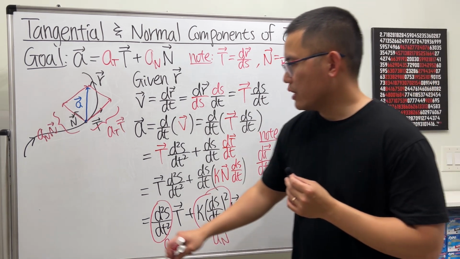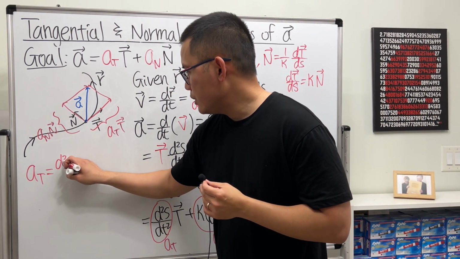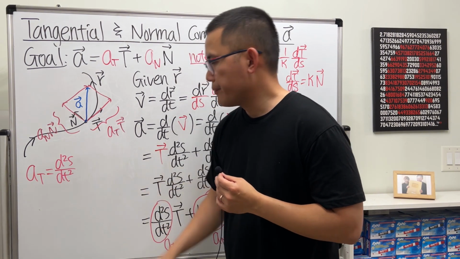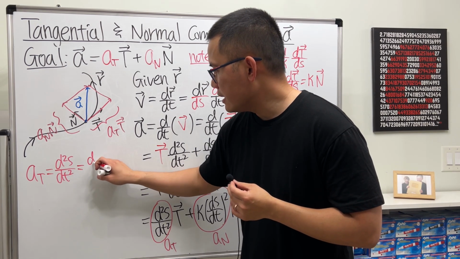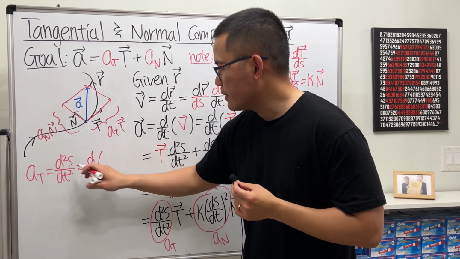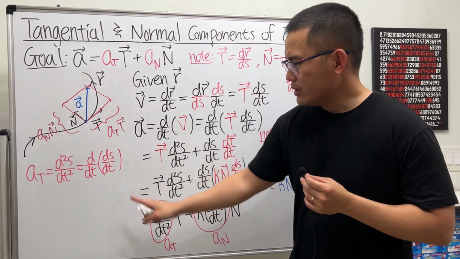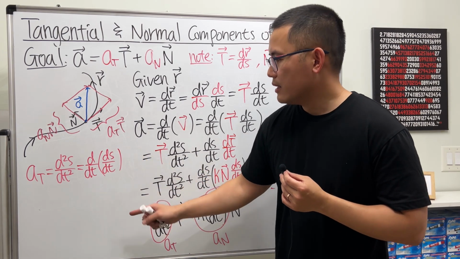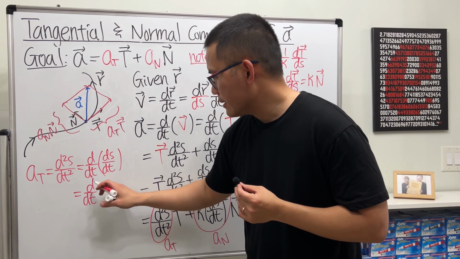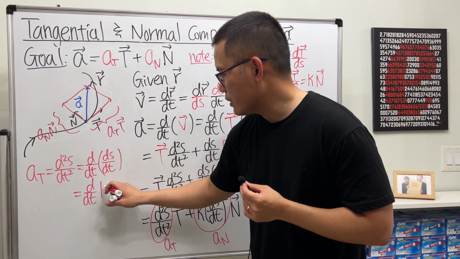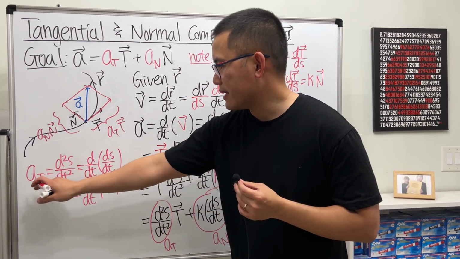So let me write it down right here for you guys. AT is equal to d²s/dt². But what exactly does this mean though? How can we find this? Well, this right here is just taking the derivative with respect to t of the first derivative of s with respect to t. What's this? This right here is the speed. So we can write this down as d/dt of the speed, which the notation is the magnitude of the velocity. So that is what we should use for finding AT.